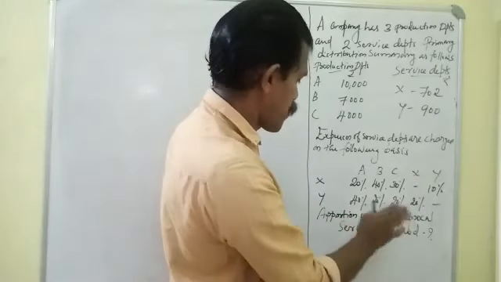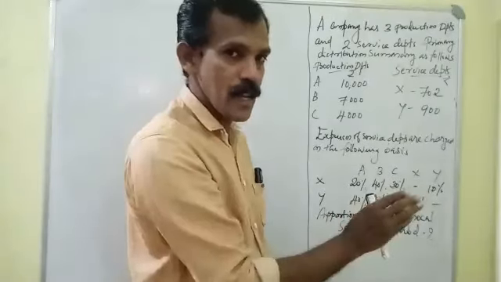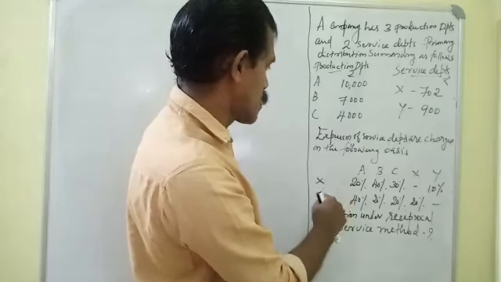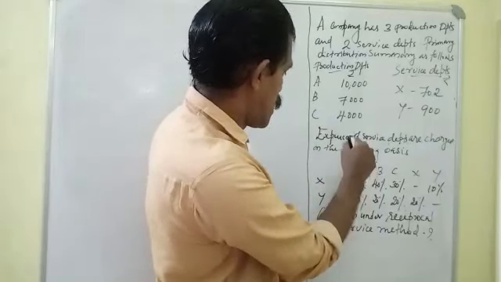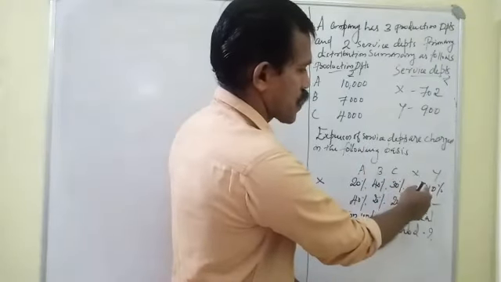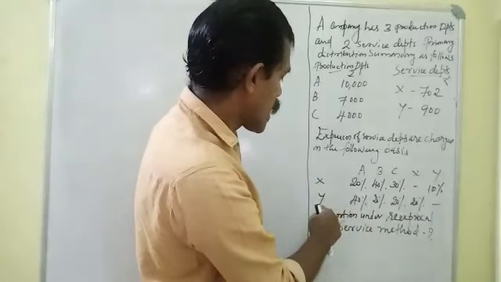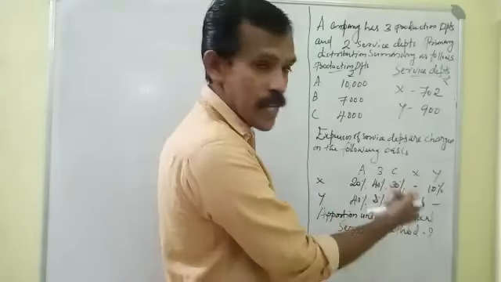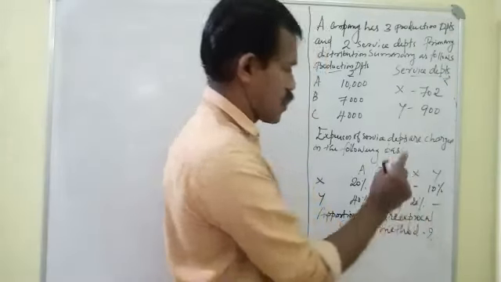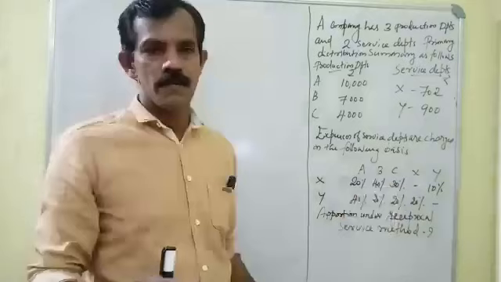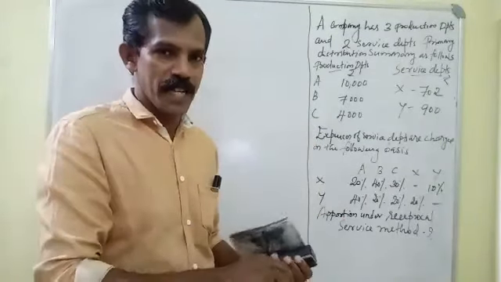Apportion under reciprocal services method. Here we are using simultaneous equation method. The peculiarity of this case is this: in case of X, 10% of the cost actually goes to Y, and in case of Y, Y's 20% overhead actually goes to X. This is the peculiarity of this case. Firstly, we solve this problem by using simultaneous equation method.